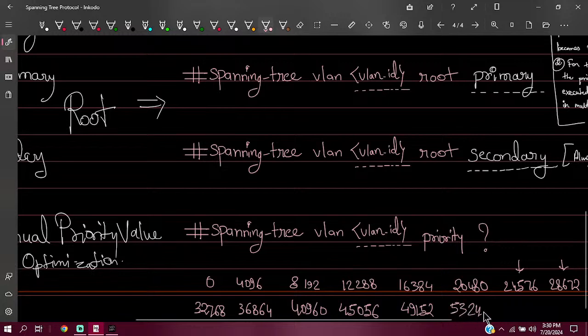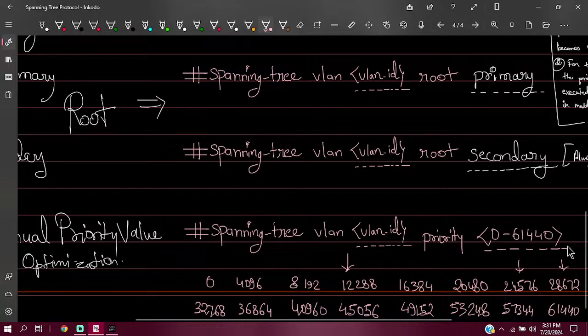53248, 57344. Finally, the last value 61440. This clearly signifies that the priority value of per VLAN spanning tree can be entered between 0 to 61440, irrespective of it being a 16-bit entity.